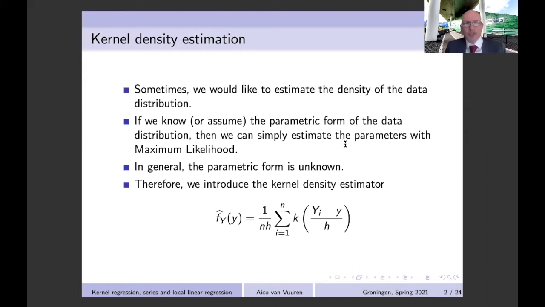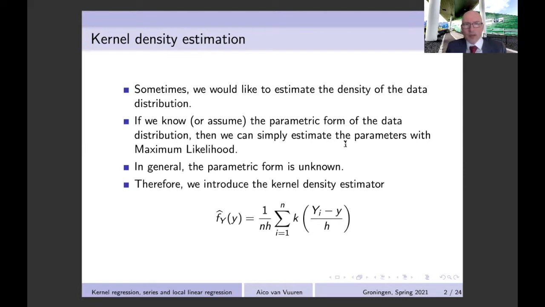To come back to the question of how we're going to estimate the density of the data distribution: if we assume the parametric form of the data distribution, then we can simply estimate the parameters with maximum likelihood. We can say even more than that, because in this case maximum likelihood is by far the best method that we can ever use. The reason is that maximum likelihood is consistent. It is also asymptotically efficient.